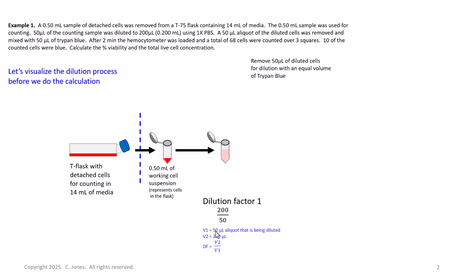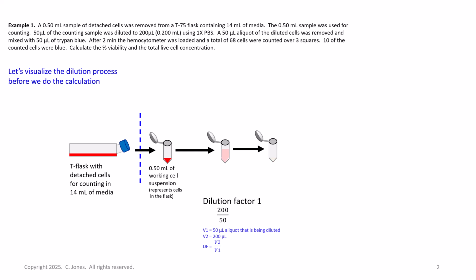Next, then, we're going to remove 50 microliters of these cells that we have diluted, and dilute them with an equal volume, that is 50 microliters, of trypan blue. Okay?